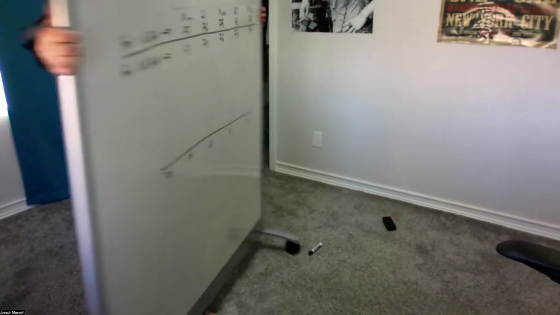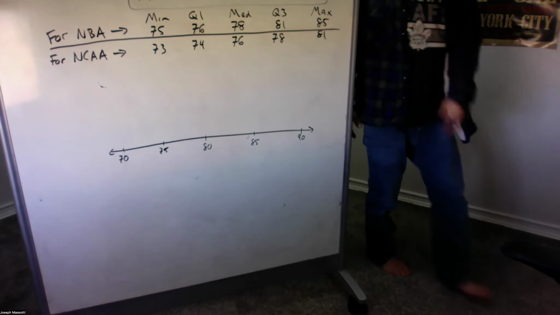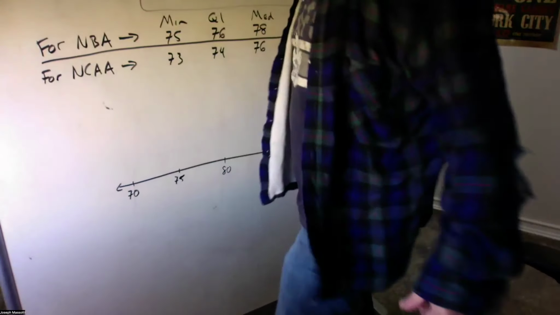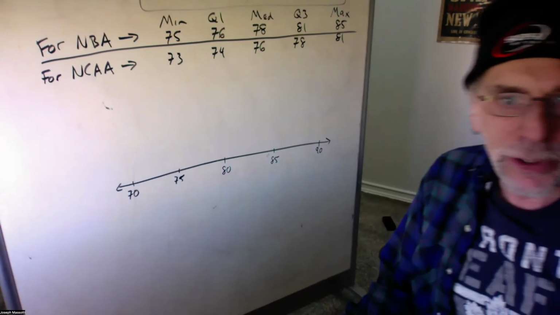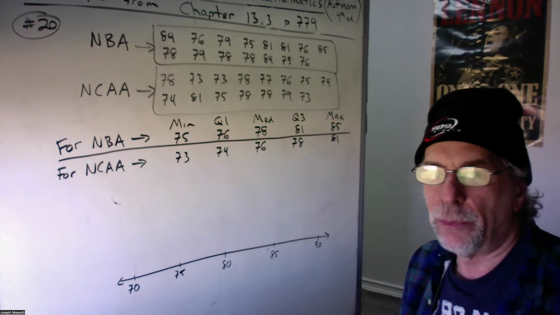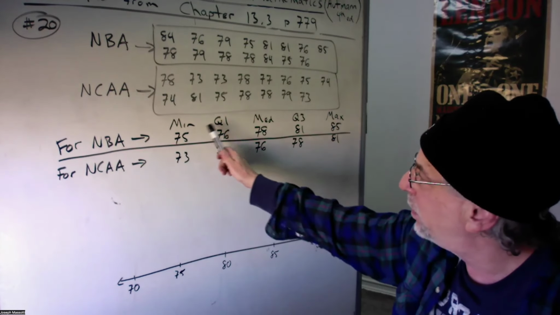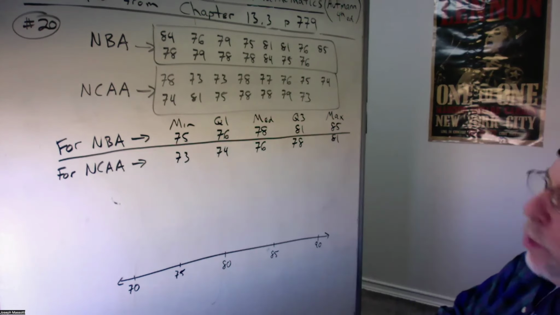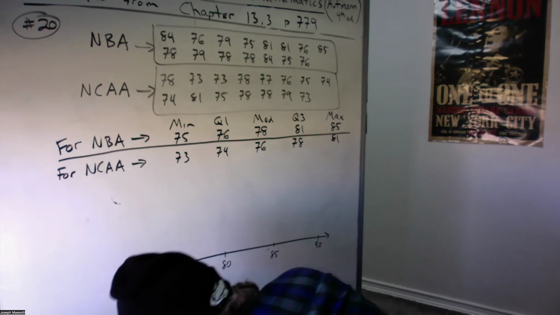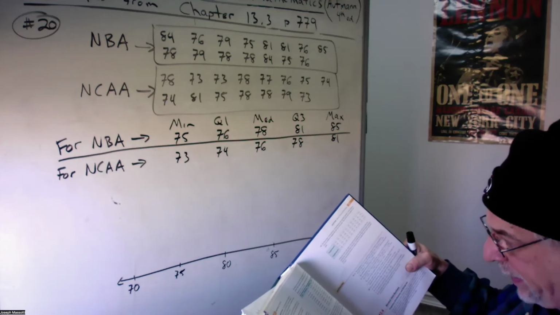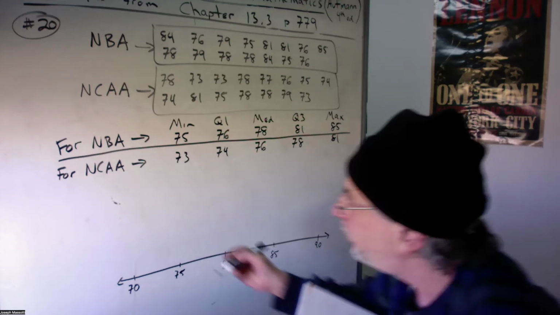All right, one more thing. Let's look at how to draw a box plot. A box plot is sort of a visual representation of the 5-number summary that we have talked about: minimum, first quartile, median, third quartile, maximum. So in this question, this is number 20, on page 780.